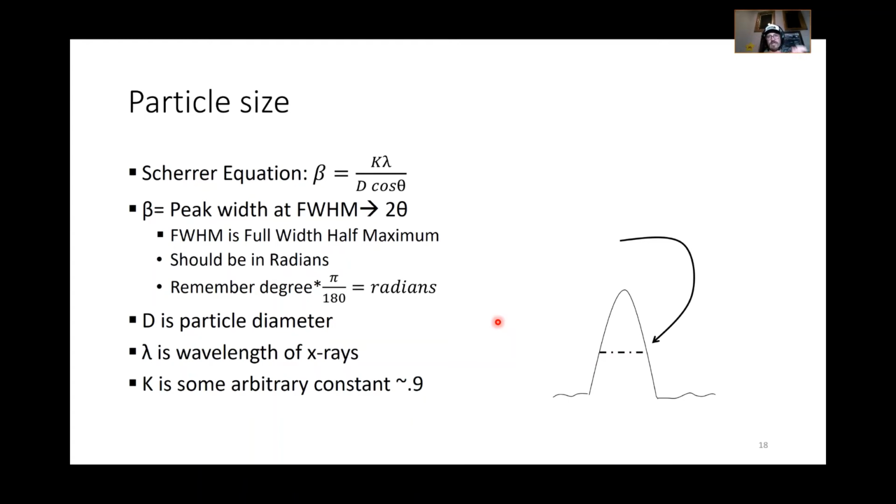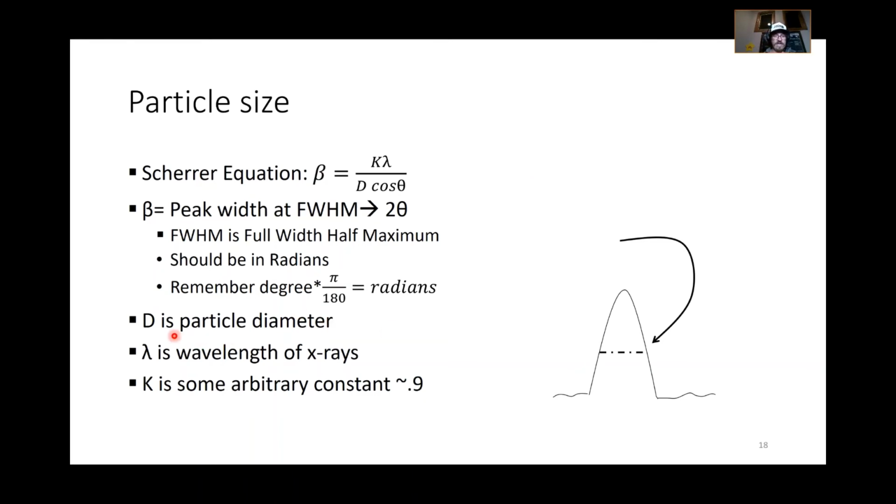So we're actually measuring the width of our peak. And so FWHM, full width half maximum, you need to convert it to radians. So you get 2 theta degrees. So degrees times pi over 180 equals radians. If you forget, and one time in my life I forgot and I was schooled. We won't go into that.